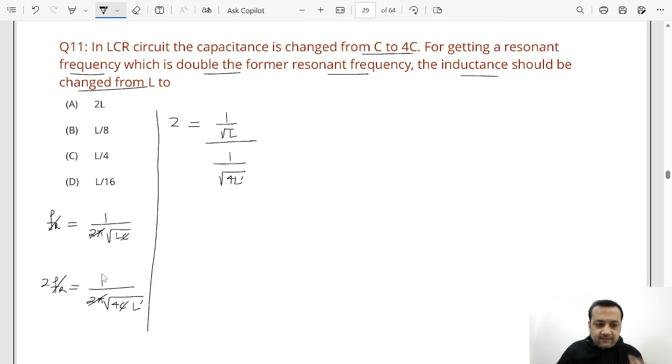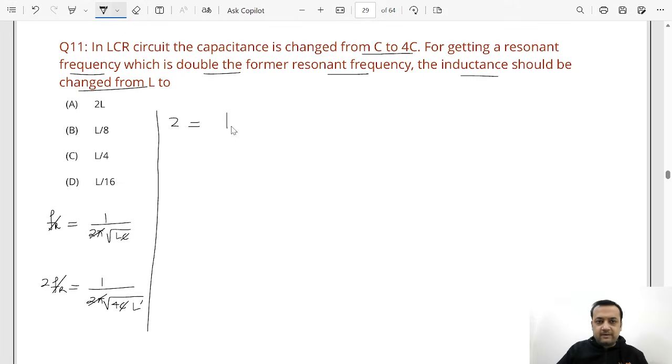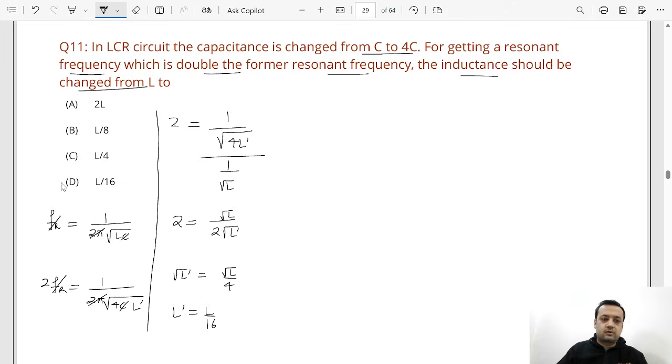Sorry, I had divided second by first, so it should be opposite. My bad. I had done equation 2 by equation 1. That means it will be 1 upon under root 4 L dash, upon 1 upon under root L. So you can see that this will become 1 upon 2 under root L dash, and this root L will go in the numerator. So from here you can see that root L dash will be root of L by 4. So L dash will be L by 16. So option D will be the correct answer for this question. Fairly simple one.